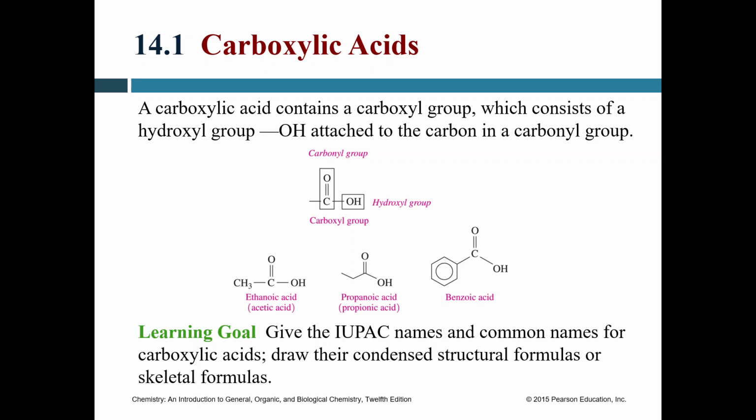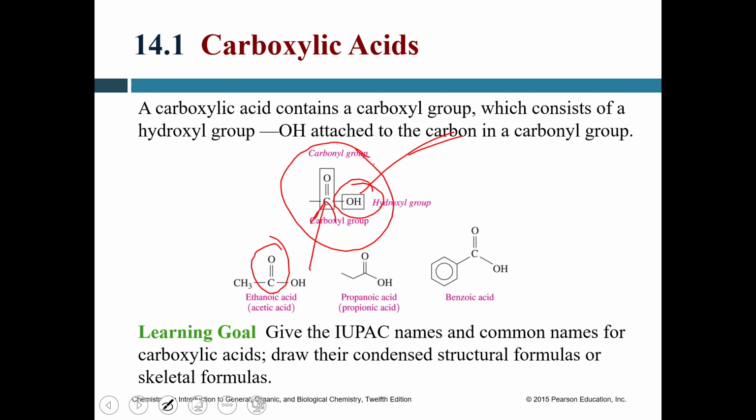In this lecture, we're going to talk about carboxylic acids, esters, amines, and amides. A carboxylic acid is an organic compound that contains the so-called carboxyl group. You can see one right here. A carboxyl group consists of a hydroxyl group that is attached to a carbon, which itself is a part of a carbonyl group.